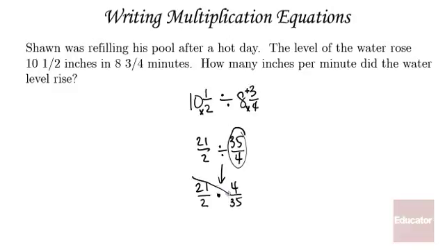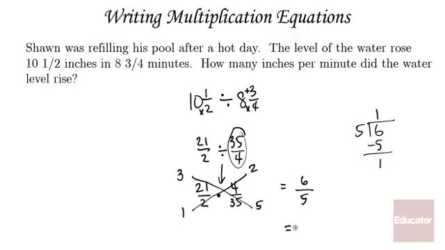I can cross-simplify here. I could divide both by 7, and that'll really help me out because I can work with smaller numbers. And then diagonally here as well, I could divide by 2 and get 1 and 2. So 3 times 2 is 6, and 1 times 5 is 5. And to simplify that, 5 will go into 6 once, with the remainder of 1. So now I'm going to have 1 and 1/5. So the water is rising at 1 1/5 inches per minute.